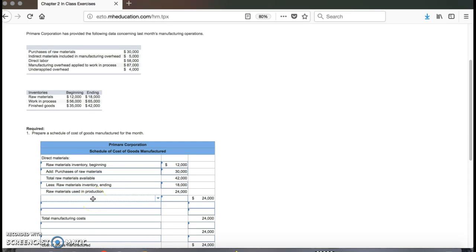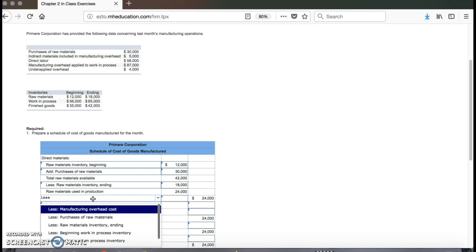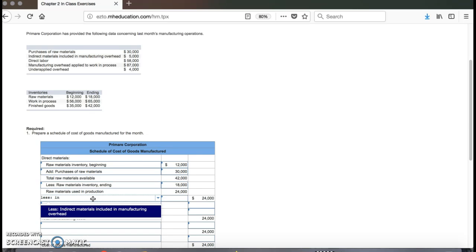So then what are we going to have to add? We're going to have to subtract indirect materials included in manufacturing overhead. Indirect materials included in manufacturing overhead. So we're going to have to include those in there. So we're going to figure out what our total direct materials were.